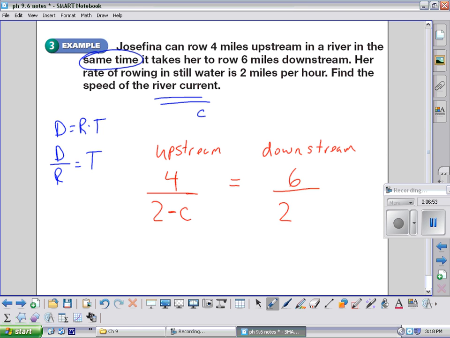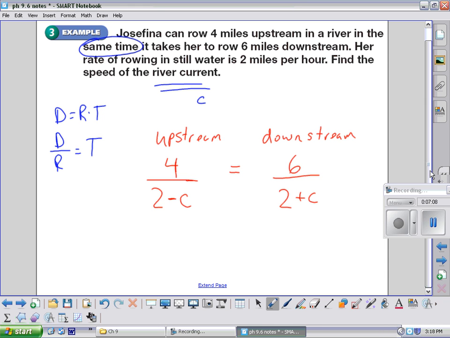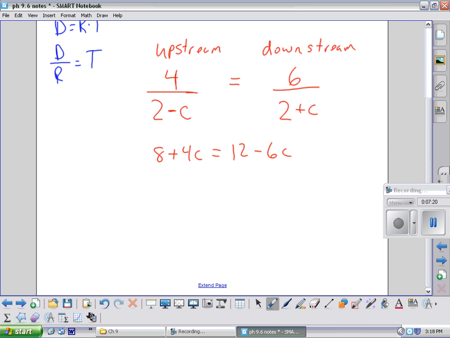And again, in still water, she's going 2 miles per hour. But now, oh, glorious day, the current is at her back. It is helping her. And now we just have an easy little proportion to solve. And I get 8 plus 4c equals 12 minus 6c. And I get, keep going here, I get 10c equals 4. And the current is 4/10 of a mile an hour.